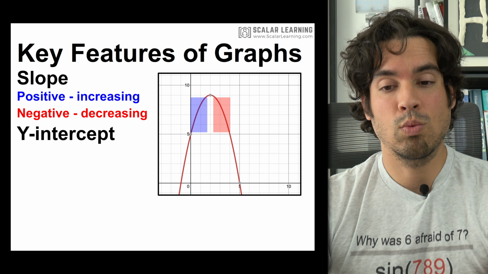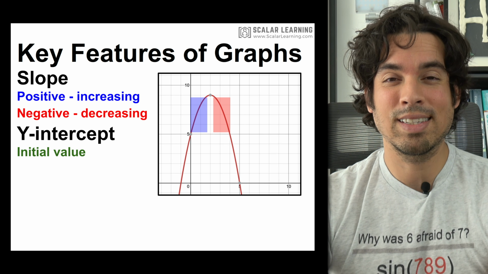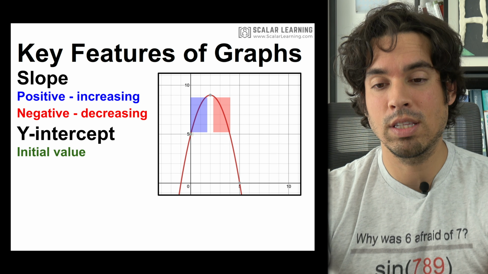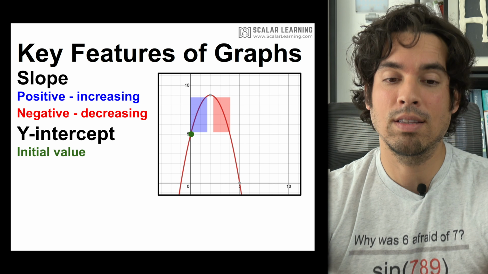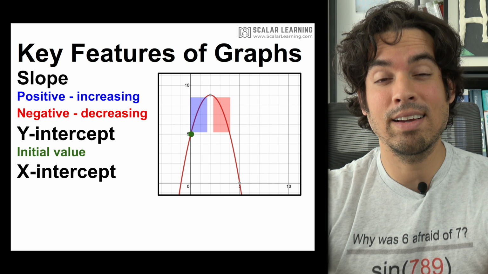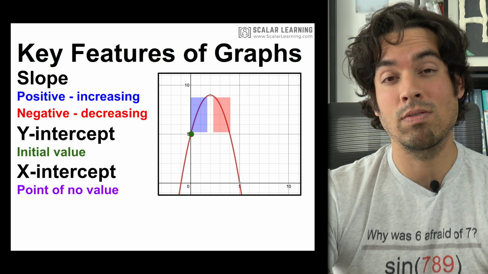Another critical point is the y-intercept, which is always considered to be the initial value, and you see that y-intercept right there is that green dot. Another important point is the x-intercept, and the x-intercept is the point of no value.